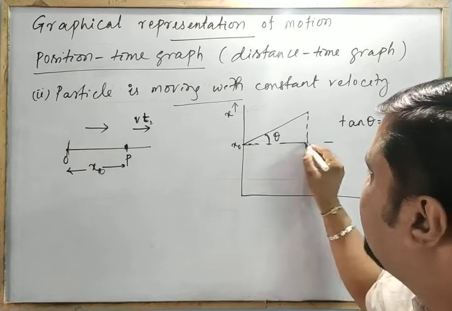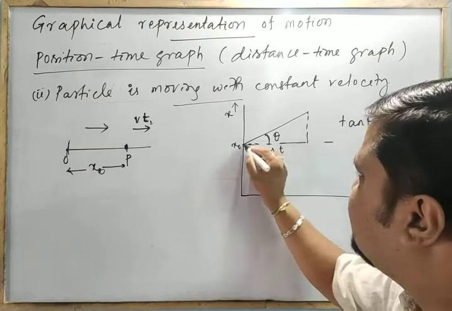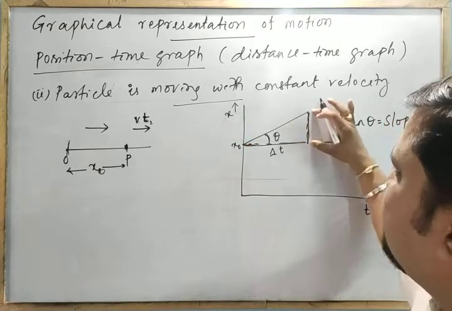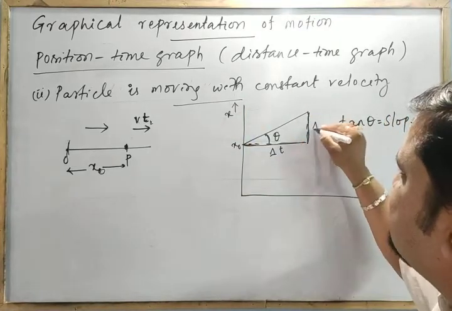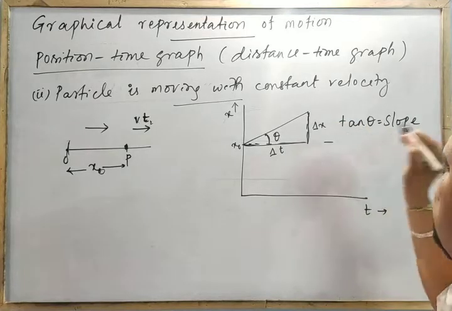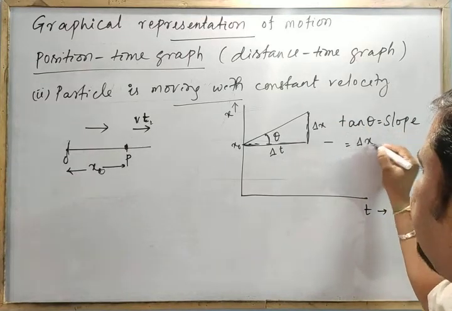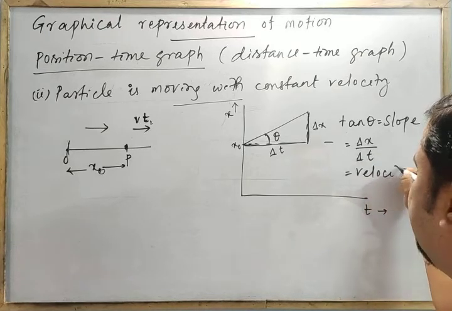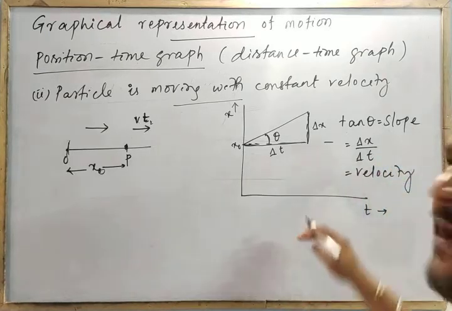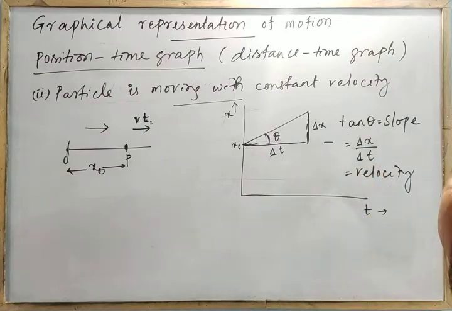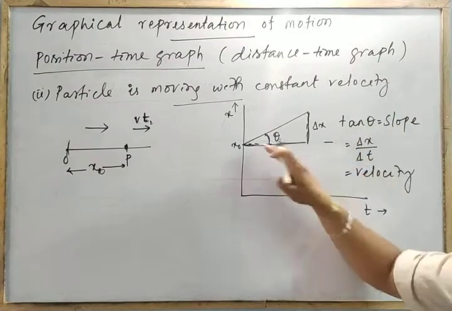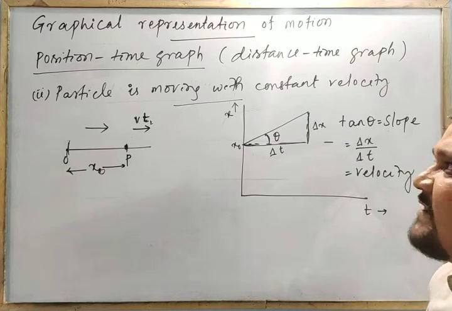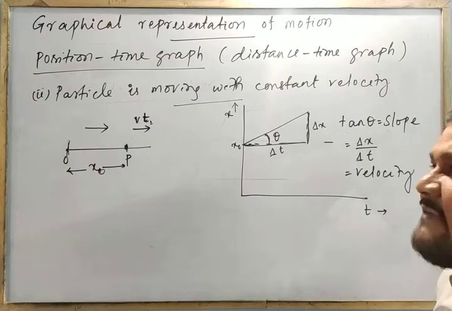So slope of the line means tan theta. If I plot it like this, what is this one? This one is delta t. Suppose I consider this distance as delta t. And what is this one? Delta x, obviously, since this is parallel to the x axis. So tan theta is equal to the slope, which I can write as delta x by delta t. What is this? This is the velocity. If it is displacement by time, it is velocity, or if it is distance by time, it is speed. So the slope of this line is your velocity. The slope of the position time graph will give you what?